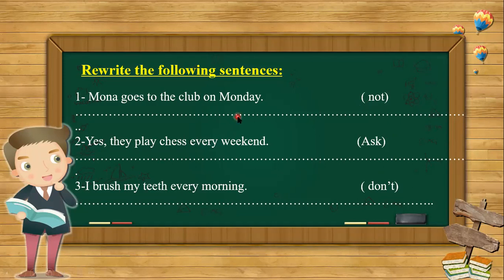So the answer here will be like you all did it. Excellent, Farah. I will cross the ES and it will be Mona doesn't go to the club on Monday, because Mona is she and she likes doesn't. So Mona doesn't go to the club on Mondays.